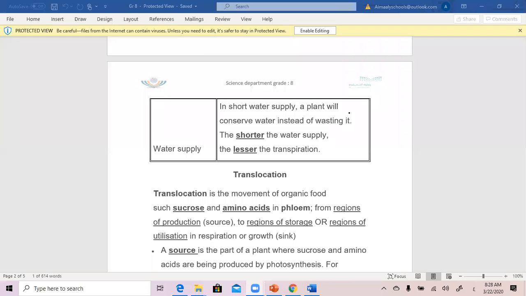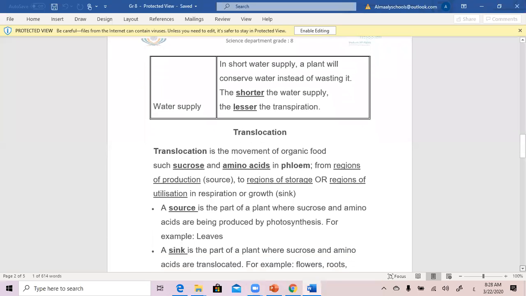Light intensity, humidity, air movements, and the water supply. So that is the condition which affected transpiration. There is another definition of transpiration, but now we go to translocation to understand well.